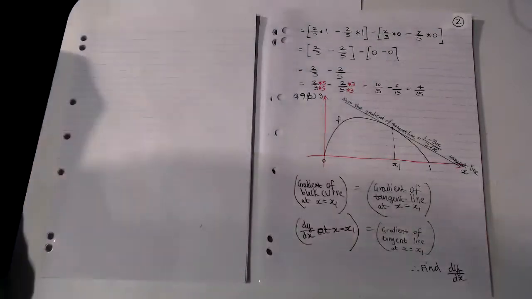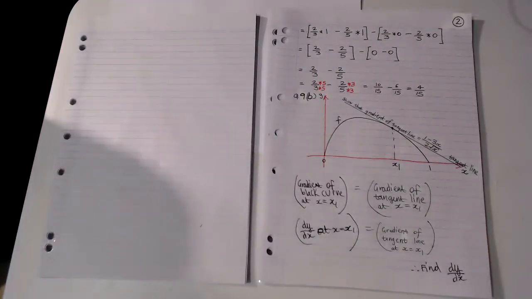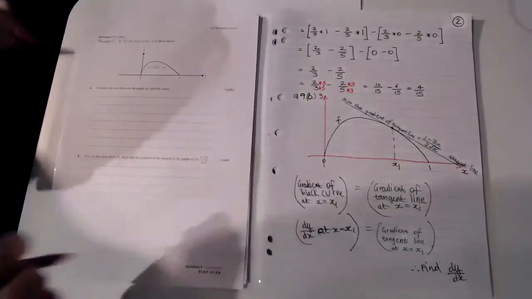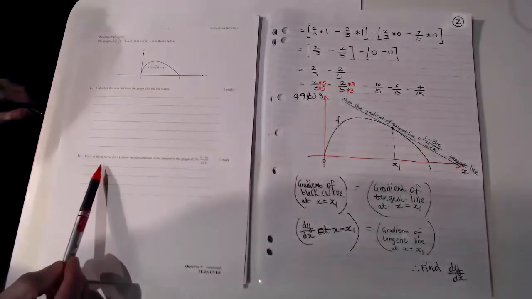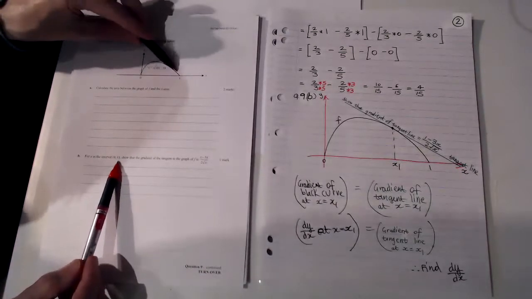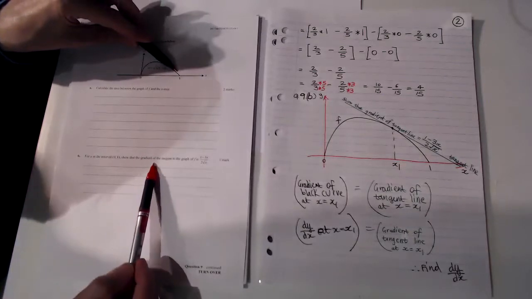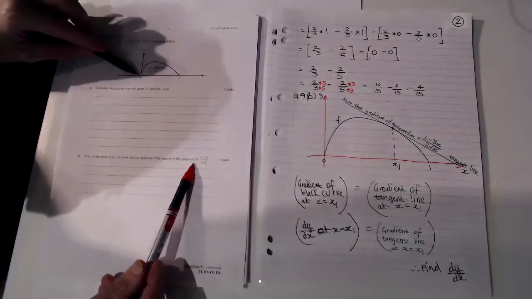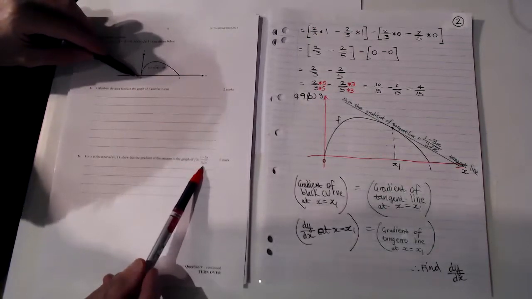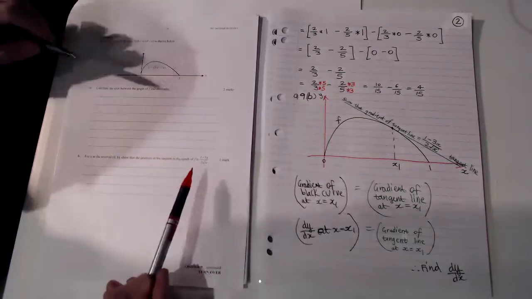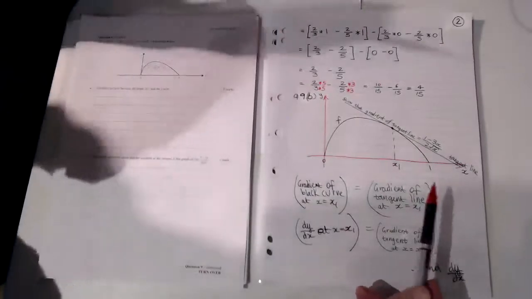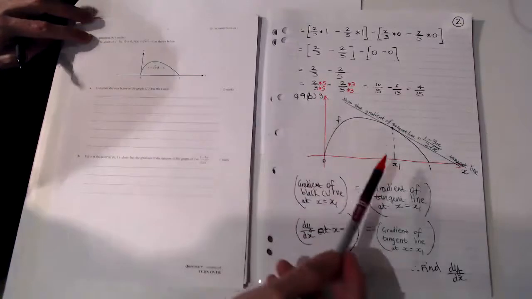Now we go to question 9b. 9b says the following. For x in the interval 0 to 1, show that the gradient of the tangent line to the graph of f is 1 minus 3x on 2 square root of x. Well, in this, like you can see, I've redrawn this diagram over here.